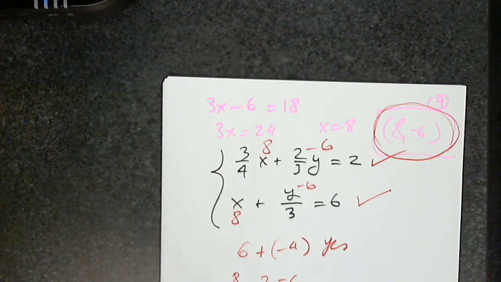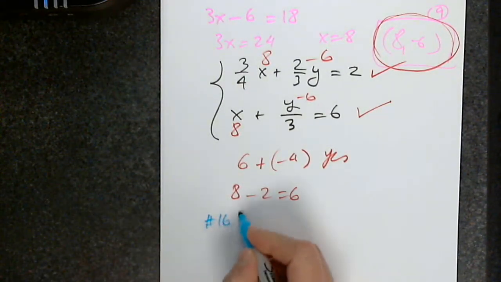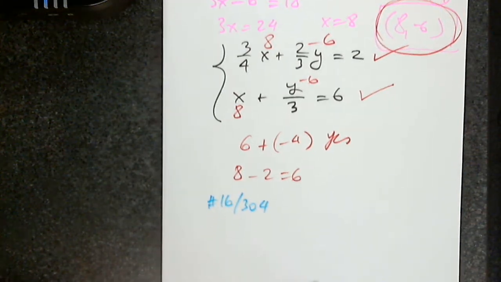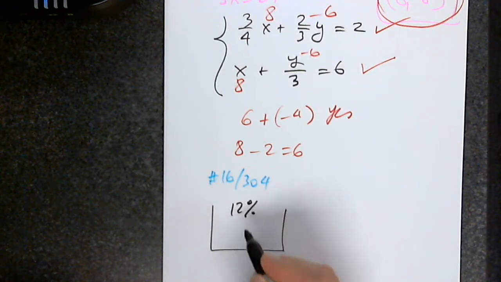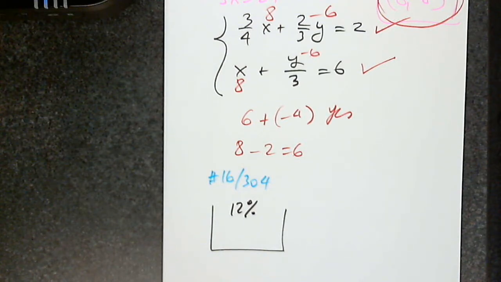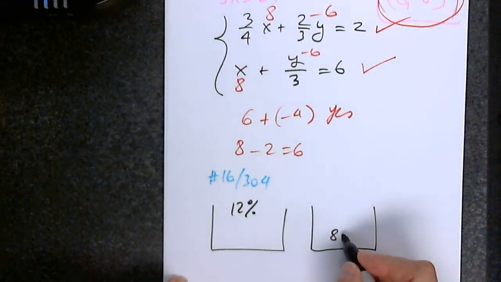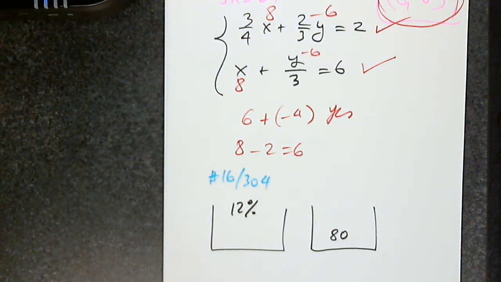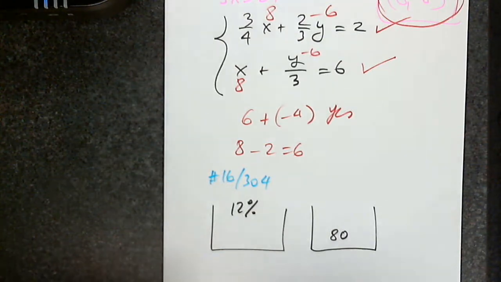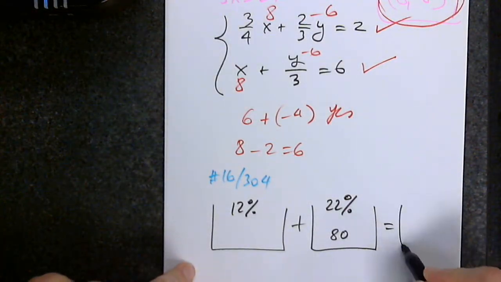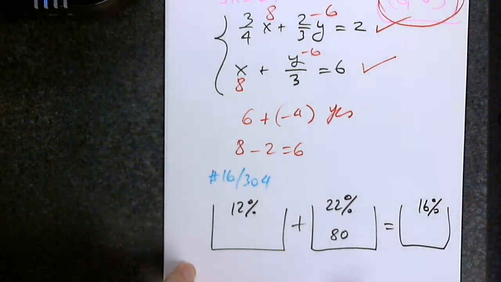Problem 16 on page 304. Find the amount of a 12% saline solution a lab assistant should add to 80 cubic centimeters of a 22% saline solution in order to have a 16% saline solution.